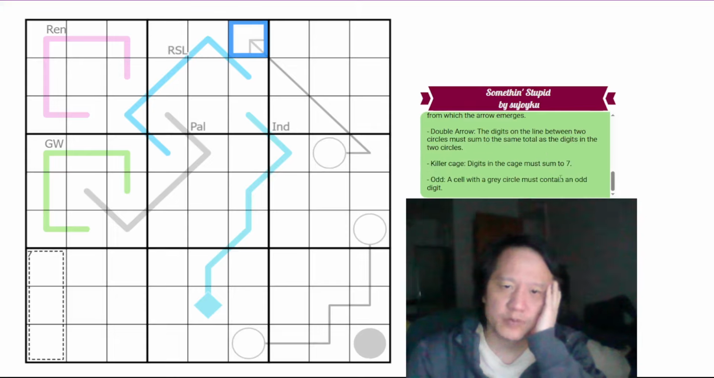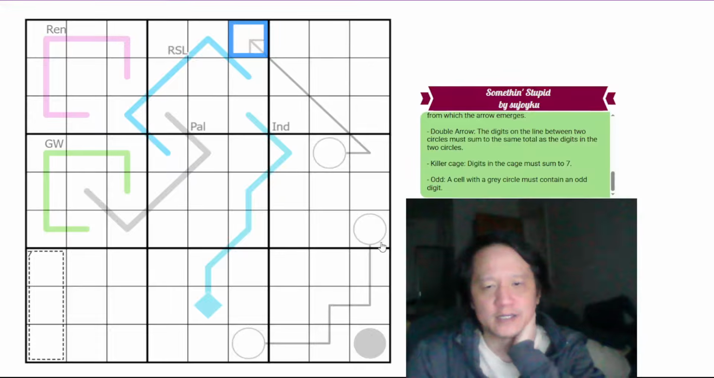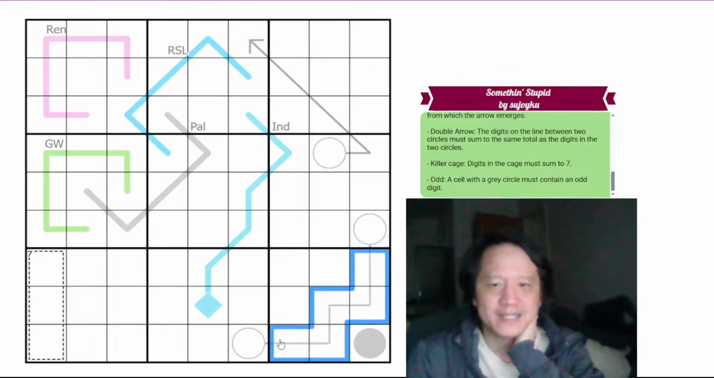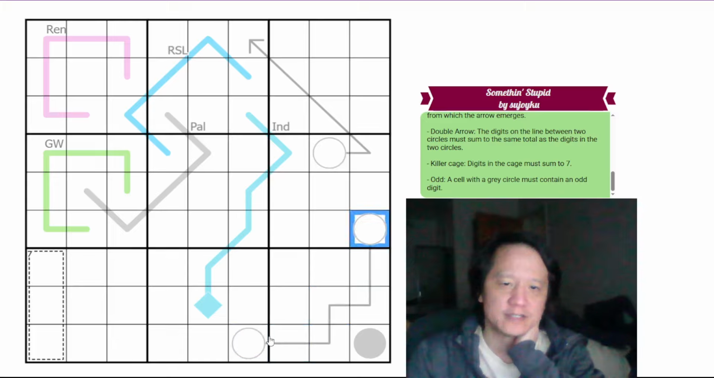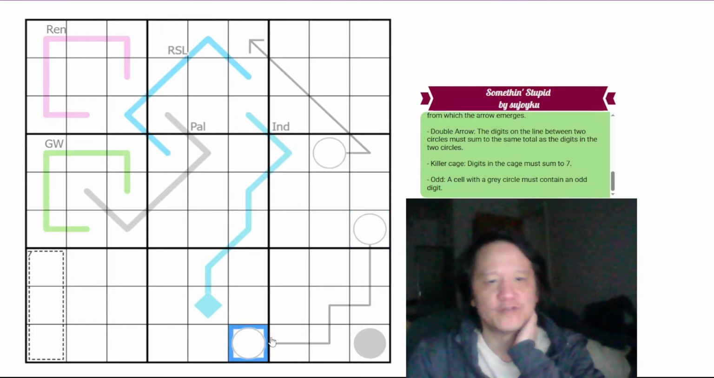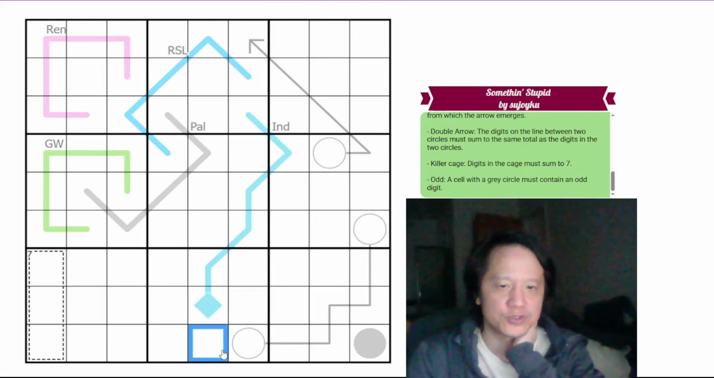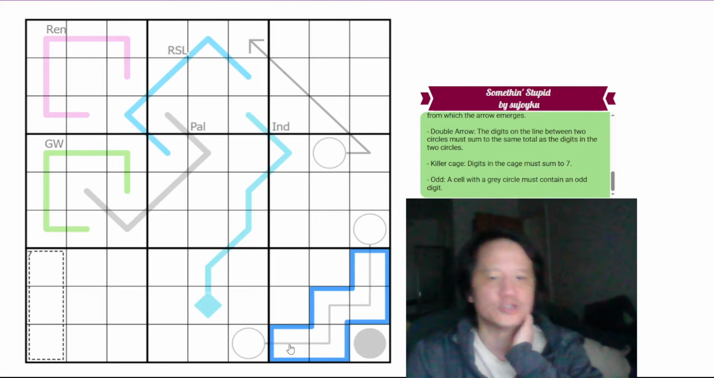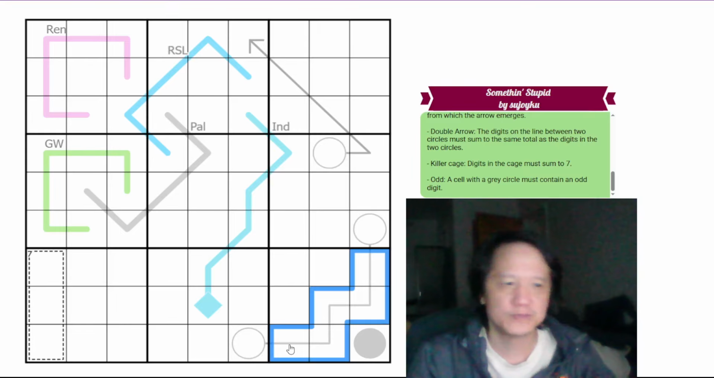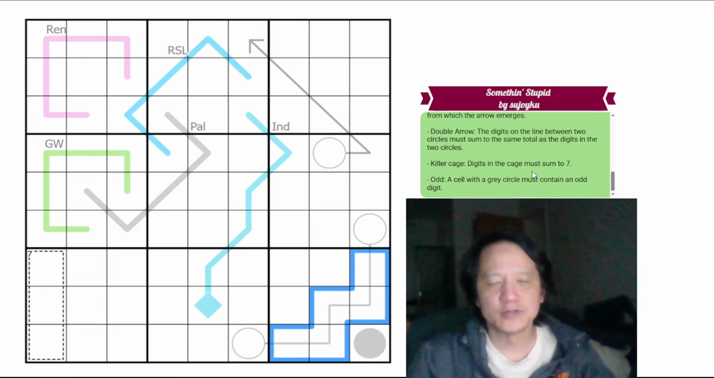And we have double arrows, where the digits on the line between two circles must sum to the same total as the digits in the two circles. So these 5 digits must sum to the same sum as these 2 digits here. Think of this sort of like a region sum line, but the segments are essentially both circles and the digits that are in between those circles. So that's how double arrows work.